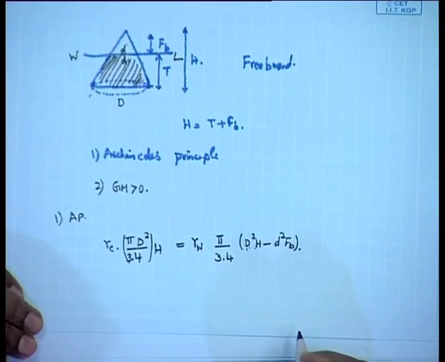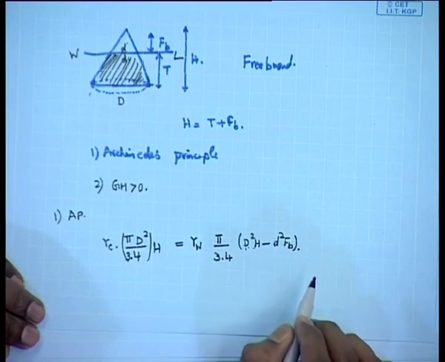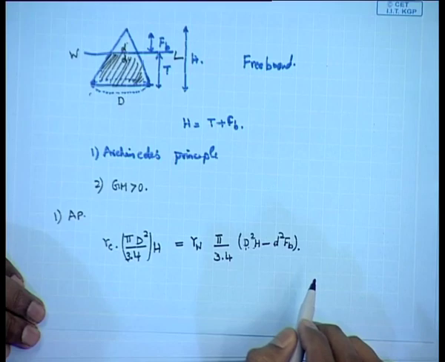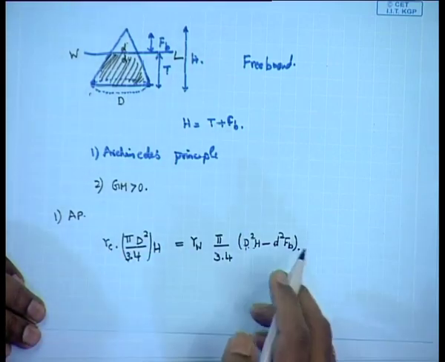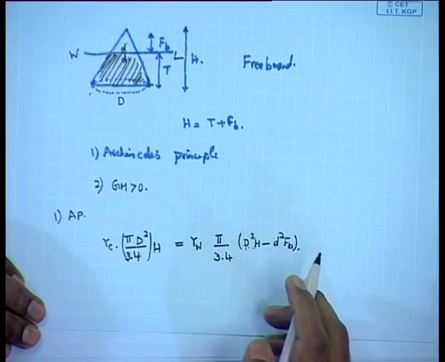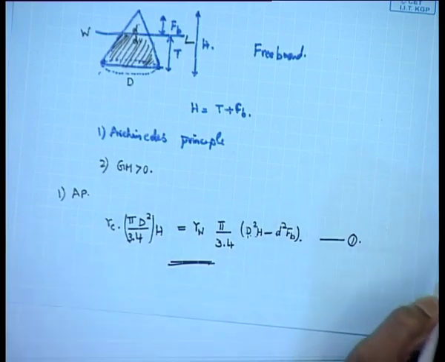Freeboard is not a term used only for this problem, but a common term used in naval architecture. It refers to the region of the ship that is outside the water. So the region that is visible outside the water, we call the FB, the freeboard. So this is the Archimedes principle. This is the first equation that we have.